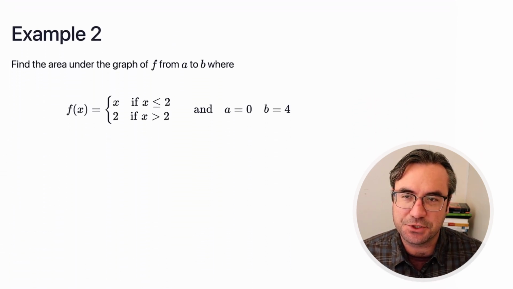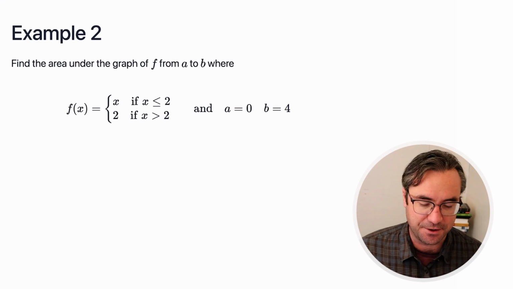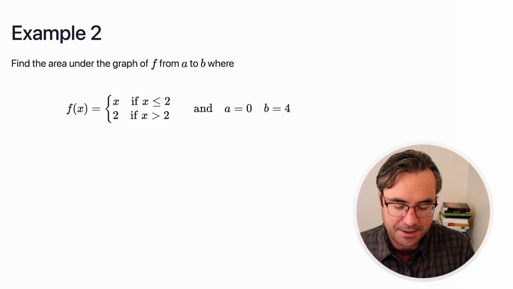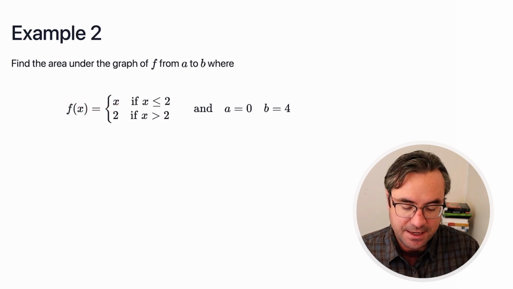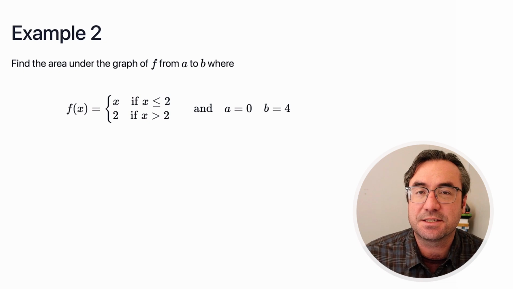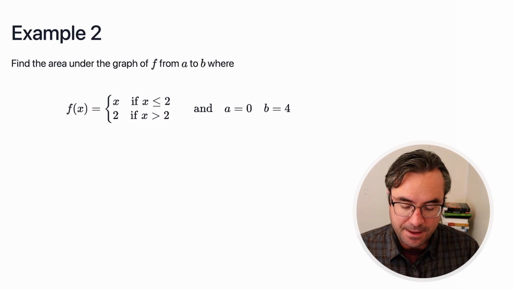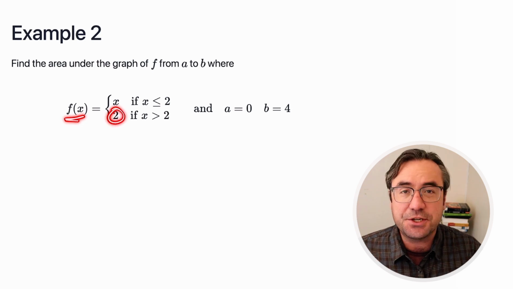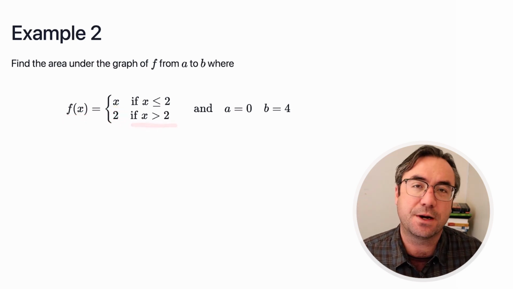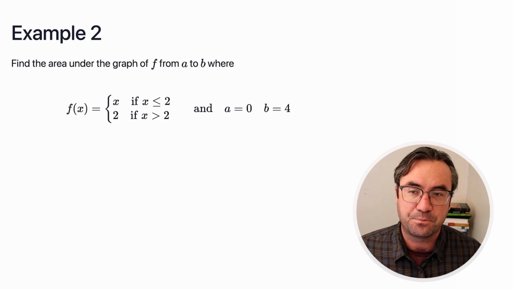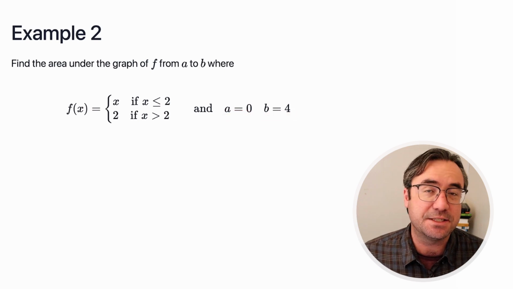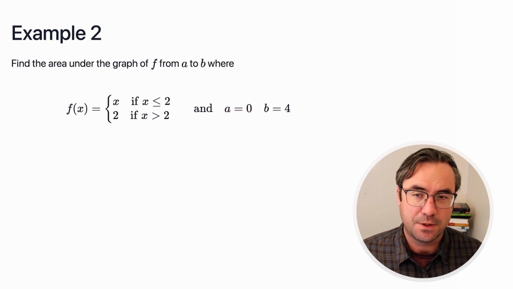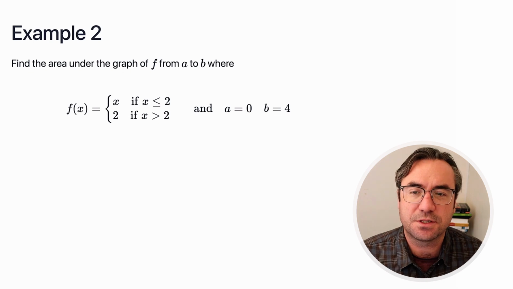Let's look at example 2. So we have a piecewise function here. The piecewise function, f of x, is equal to x on the piece where x is less than or equal to 2, and the function is equal to 2 on the piece where x is greater than 2. And we're looking at the region where a is 0 and b is 4. So again, let's picture what this looks like.